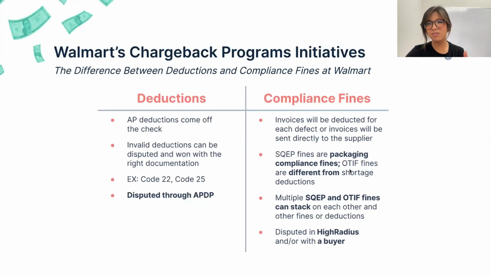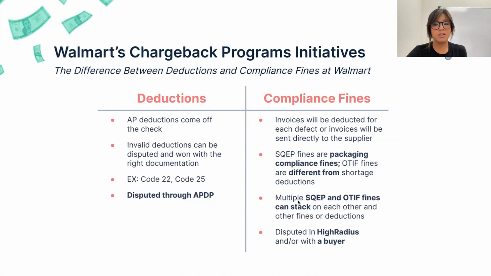OTIF, many of you guys know, has been around for a while. Essentially on time in full. Walmart orders 100 cases to arrive next Wednesday. They want to make sure that 100 cases arrive next Wednesday. And so, if you're not giving them the number of cases they expect when they expect it, you can get hit with a 3% fine for that.